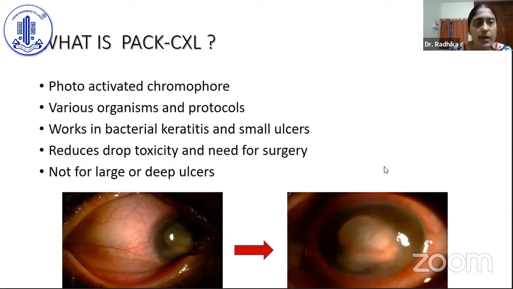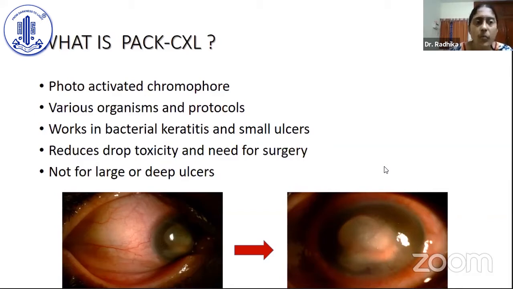PAC-CXL seems to work well in moderate bacterial keratitis and in small fungal ulcers. The effect against acanthamoeba keratitis seems to be variable, as my previous speaker pointed out. And at the present time, there is no role for any kind of CXL in viral keratitis, because we know that it can unmask or worsen the condition, so let's not even go there.